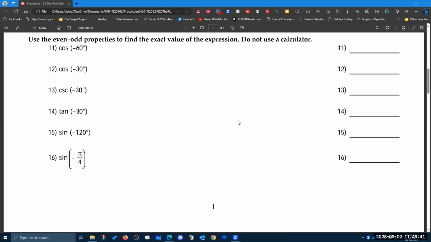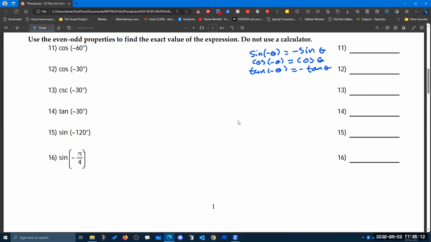In this video, we're going to talk about the even and odd trig identities. So what you need to know is that sine of negative theta is negative sine theta. Cosine of negative theta is equal to cosine of theta. Tan of negative theta is equal to negative tan theta.